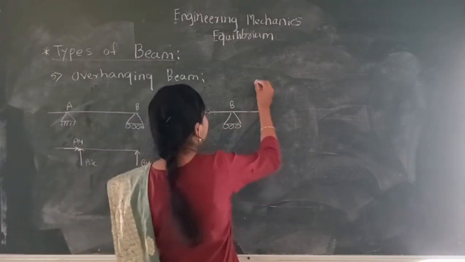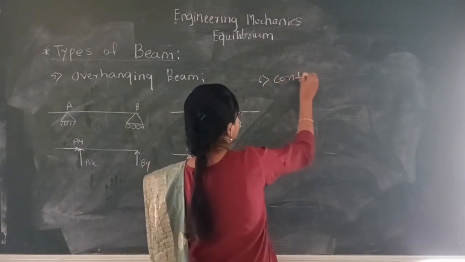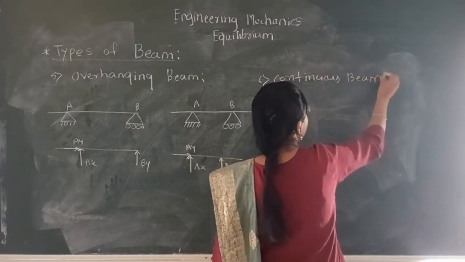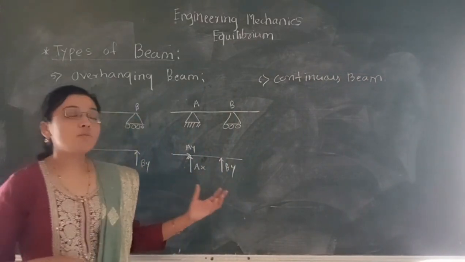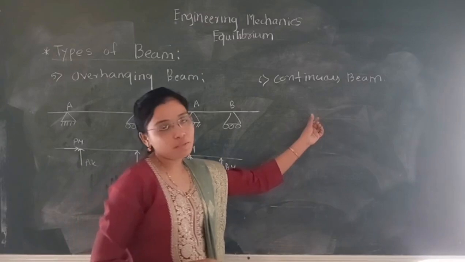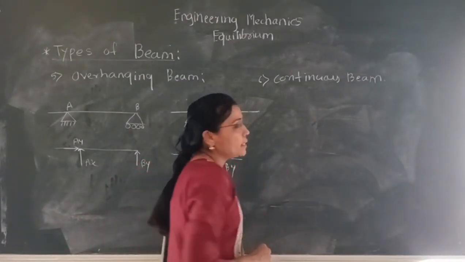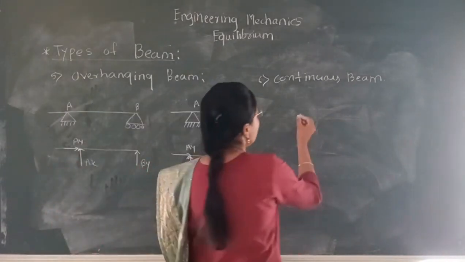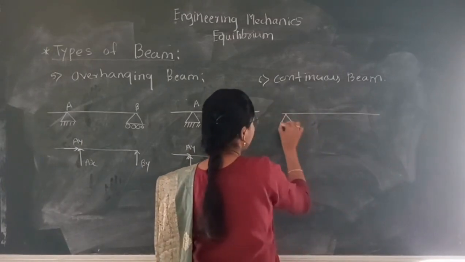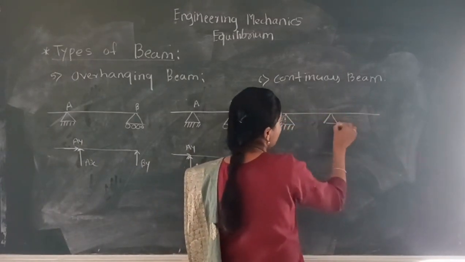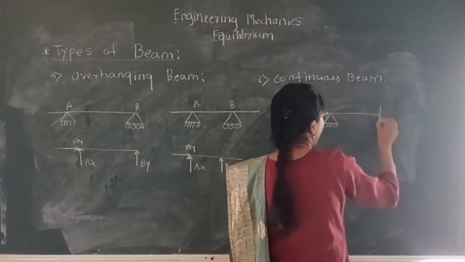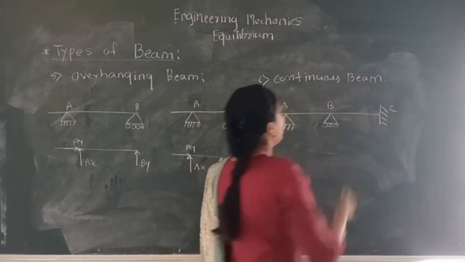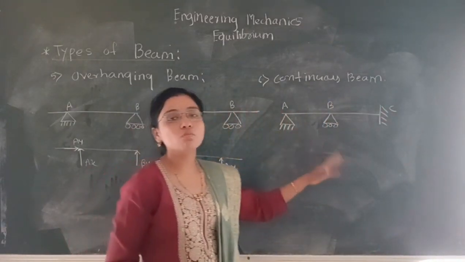Next type of beam is continuous beam. If beam is having number of supports more than 2, then such a beam is called as continuous beam. Continuous beam is normally provided for the longer spans. So this is one example of continuous beam. Here is a hinge support, here is one roller support, and here is one fixed support. So this is an example of continuous beam as it contains number of supports more than 2.